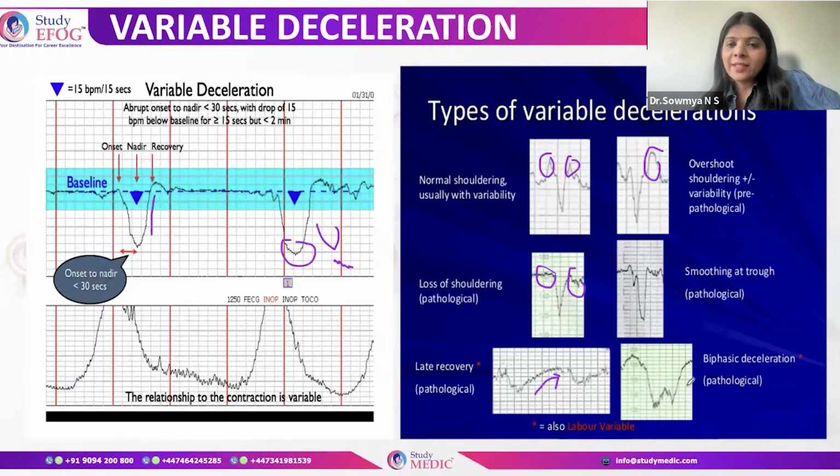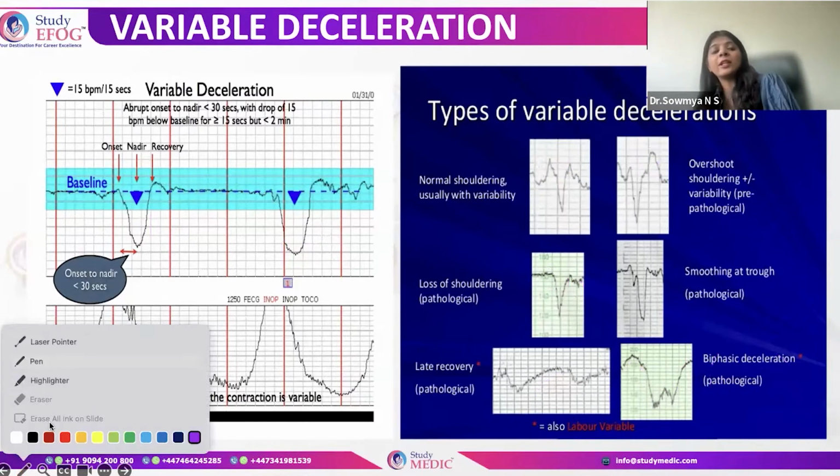And biphasic deceleration. As the heart rate is falling, the baby is trying to pick up. Again it is falling, it is trying to pick up. So this is again not a good sign. Whenever you see these variable decelerations, they are really not a good sign to go ahead with.